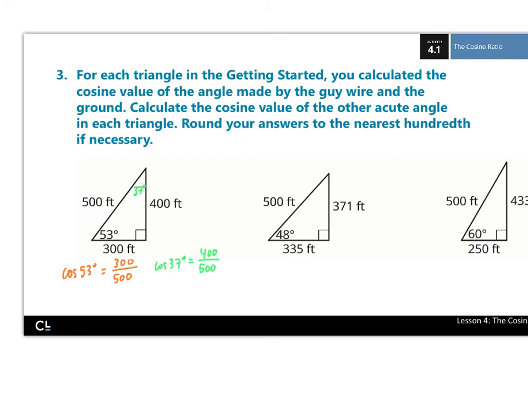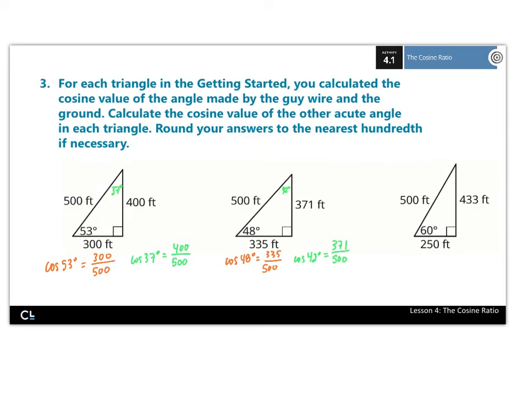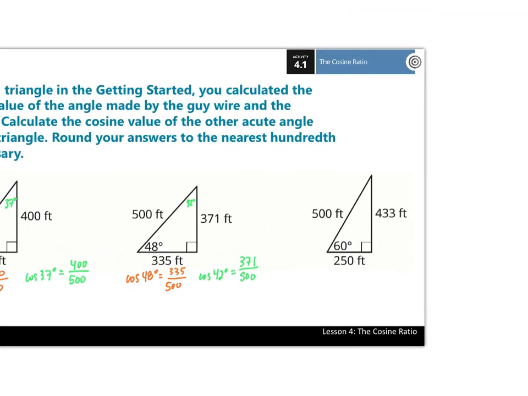Okay, down here now we have the cosine of 48 degrees. Adjacent over hypotenuse here is 335 over 500. Our other angle then is 42 degrees. So we'll have the cosine of 42 degrees. Adjacent over hypotenuse now is 371 over 500. And then lastly over here, let me move this a little so I can see that better. There we go.